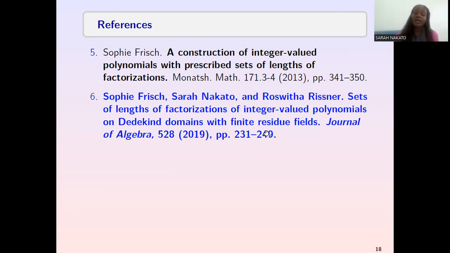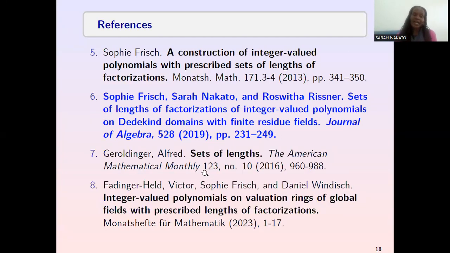And then this is the general reference for this talk, where we studied sets of lengths or factorizations of integer valued polynomials on those Dedekind domains. And number 7 is a survey on sets of lengths. Most of the recent results on sets of lengths can be found there. And number 8 is the most recent one on sets of lengths. To the best of my knowledge, this is the most recent result on sets of lengths.